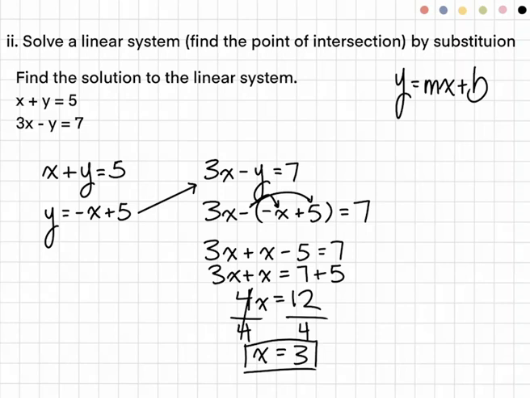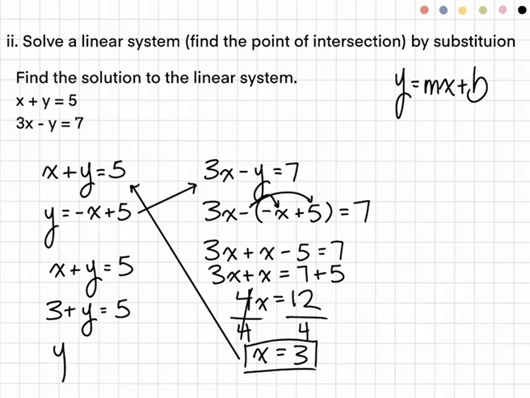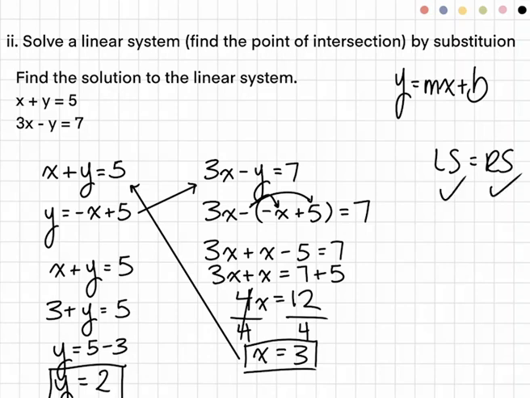Okay, now I can take this new information and substitute it into the original equation over here. So I'll rewrite it down here. X plus y equals 5. Well, I know x equals 3, so it's going to be 3 plus y equals 5. And when I isolate for y, I get this new equation, y equals 2. Feel free to do your left side equals right side check to make sure that your coordinate, which is your point of intersection, is correct.